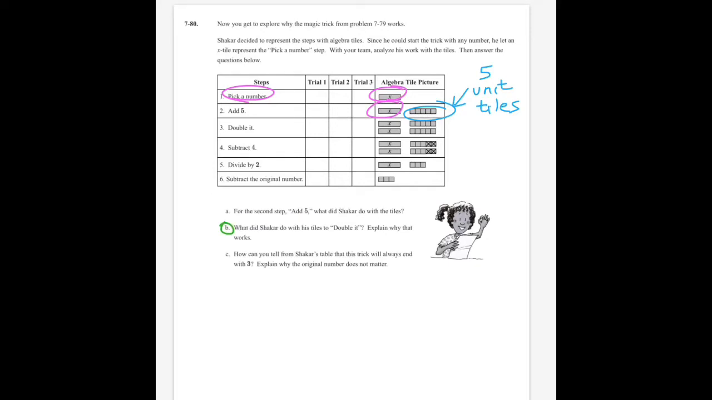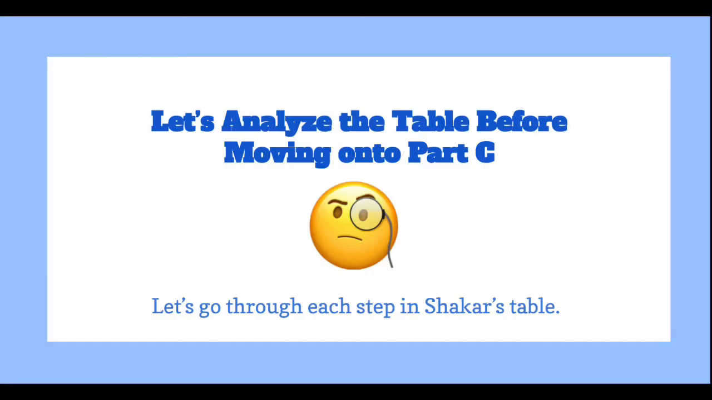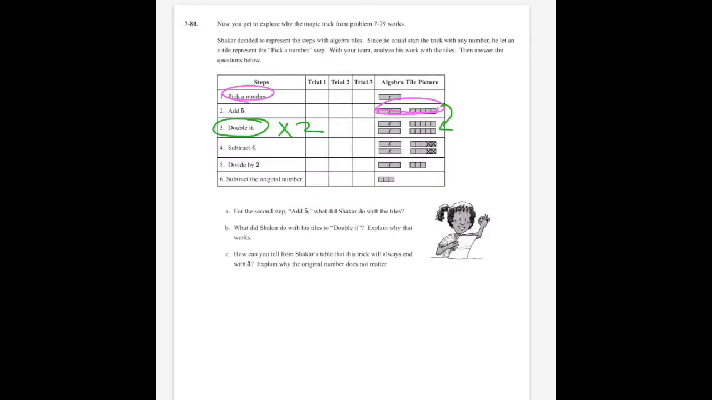What did Shakar do with his tiles to double it? Explain why this works. So if you look at the next step, double means exactly what it says. So Shakar took step 2 and doubled it. So we had this much, and then we doubled it. We had 2 of them now. So times 2. Okay, let's go on to step 4. So I'm not going to do part C yet. So let's take a look at step 4.